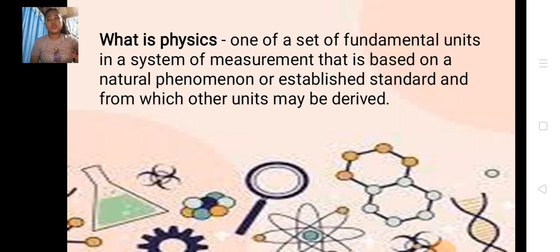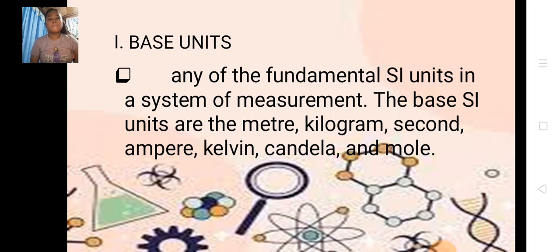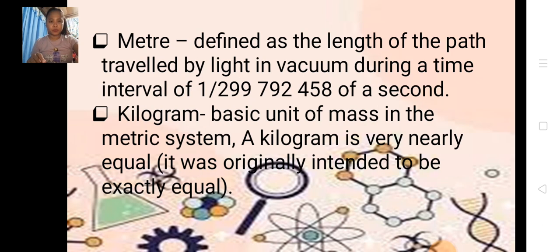So, first we can tackle the base units. A base unit is a fundamental SI unit in a system of measurement. The base SI units are the meter, kilogram, second, ampere, Kelvin, candela, and mole. First, we tackle the meter. The meter is defined as the length of the path traveled by light in a vacuum during a time interval. So, the meter is the distance, the length.